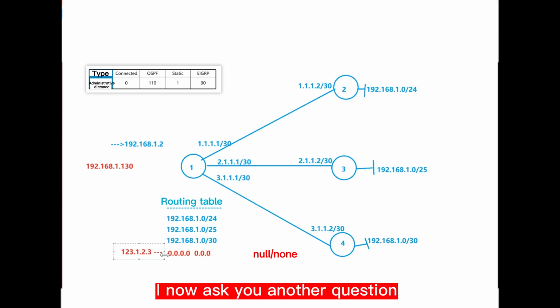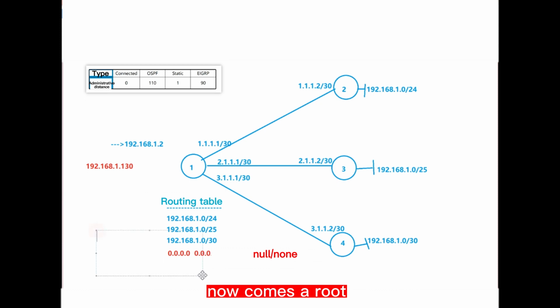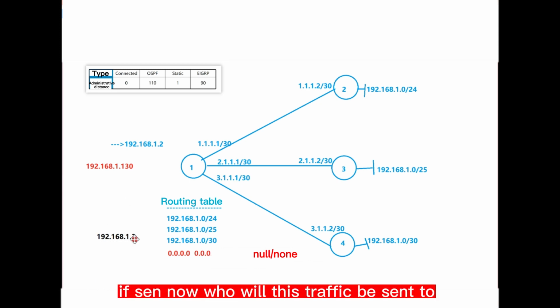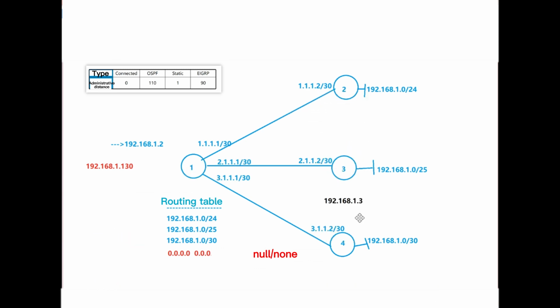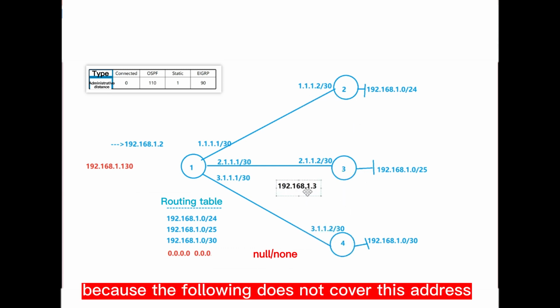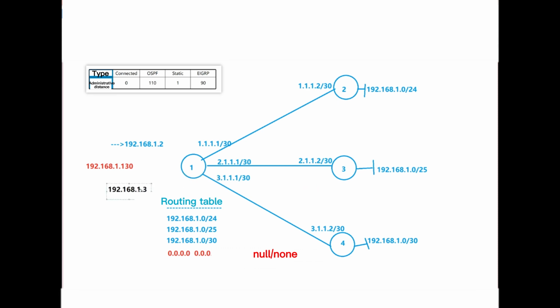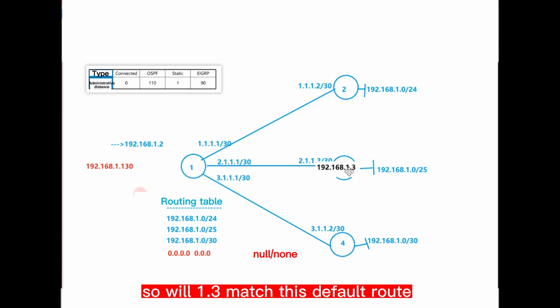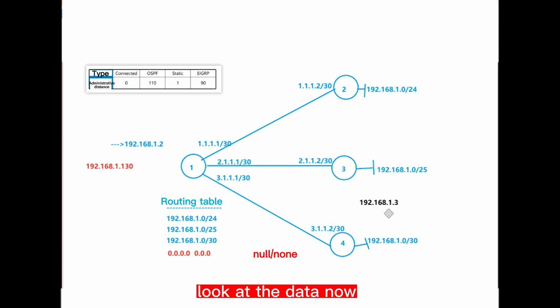I now ask you another question. Now comes a route 192.168.1.3. If we send it now, who will this traffic be sent to? OK, it will be sent to device 3, because the following does not cover this address. So will 1.3 match this default route? Look at the data now. It also matches the four zeros, which do not limit each bit. It seems different from others, but it will not match the default route.